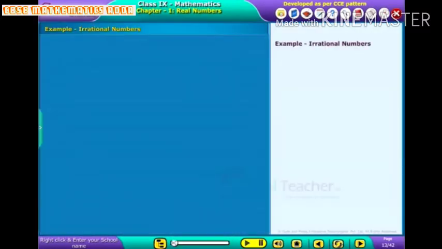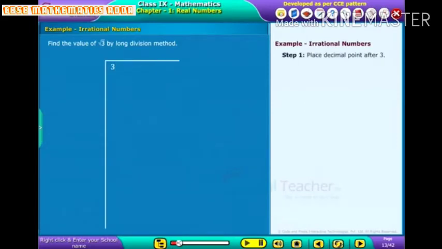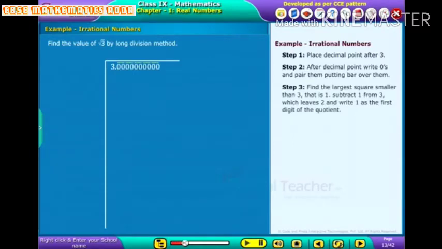Let us solve an example of irrational numbers. Find the value of √3 by long division method. Step 1. Place decimal point after 3. Step 2. After decimal point, write zeros and pair them putting bar over them. Step 3. Find the largest square smaller than 3, that is 1. Subtract 1 from 3, which leaves 2, and write 1 as the first digit of the quotient.